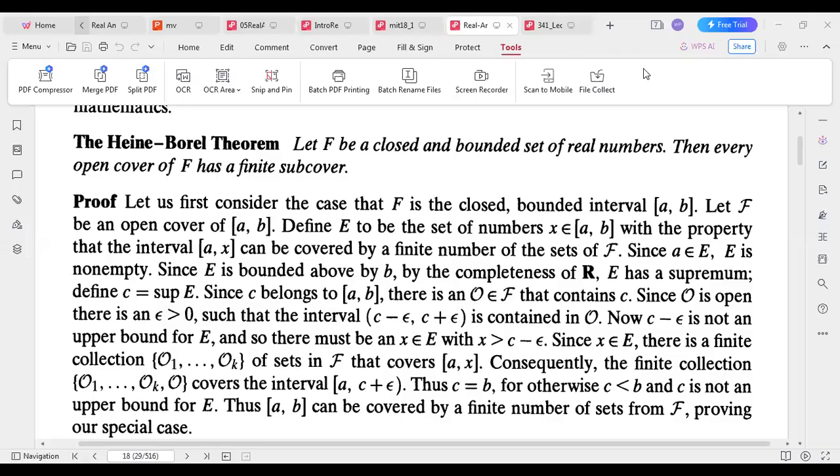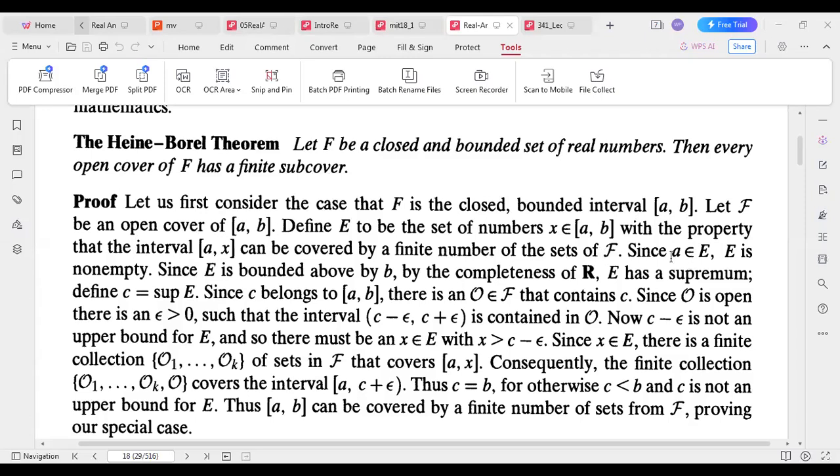Now, another proof of the Heine-Borel theorem. The statement is: let F be a closed and bounded set of real numbers, then every open cover of F has a finite subcover. Proof: let us first consider the case that F is a closed and bounded interval [a, b]. Let curly F be an open cover of [a, b]. Define E to be the set of numbers x belongs to [a, b] with the property that the interval [a, x] can be covered by a finite number of sets from curly F.